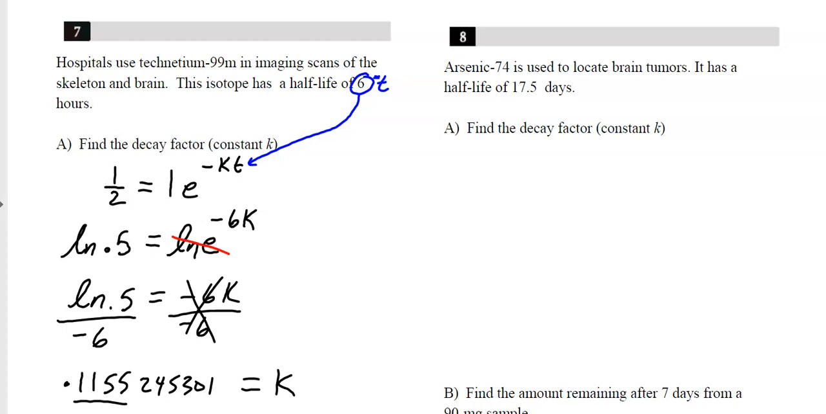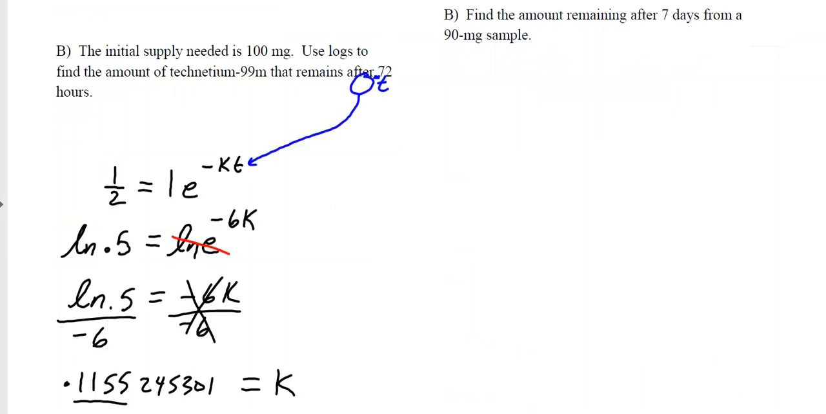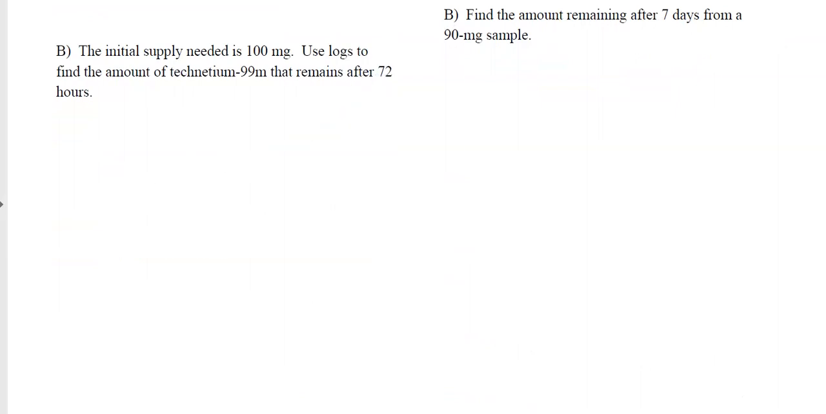All right. So now let's start figuring out, hey, how much is left after 20 hours? Or they tell me the hours and they want to know how much is left. So let's go down and do part B. The initial supply needed for this imaging scan is 100. So I know I need 100, and I need to use logs to find the amount that remains. I don't know how much remains after 72 hours. So this is going to be 100e to the negative, and we determine what k was.